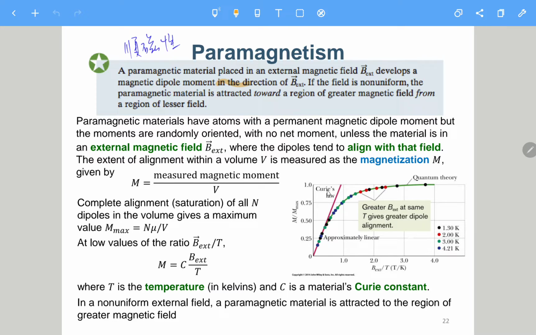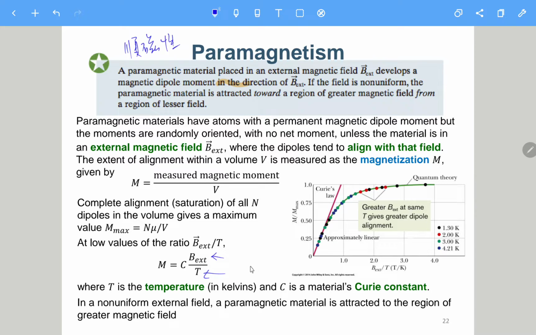Okay, so this law is called Curie's law. You can see in this equation, on the left side is the magnetization. C is the Curie constant, so it's a constant, and then this is B external over T. Suppose you can fix the temperature and try to change the external B field, or you fix the B field and try to change the temperature. Of course, the temperature is in kelvins.